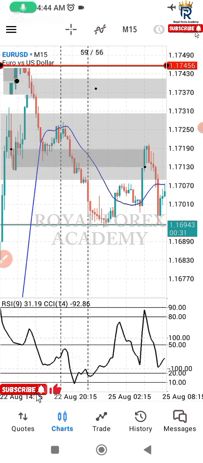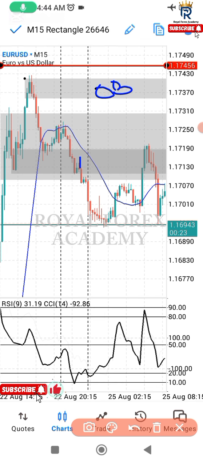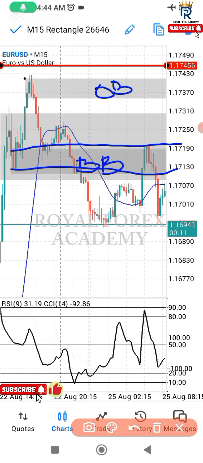This is our breakers block. So we have our order block, which is our OB, and we have our breakers block. So this is our BB. So what happened? Price pulled into this breakers block, and then gave us a beautiful sell entry.